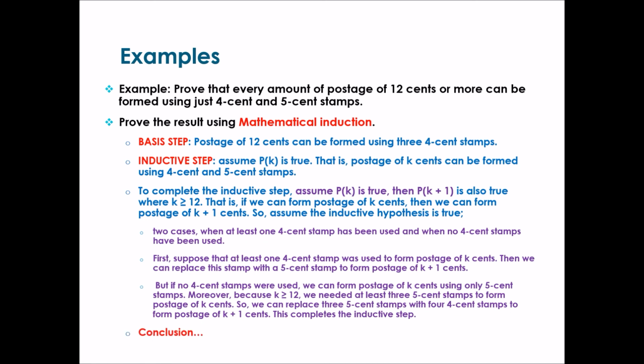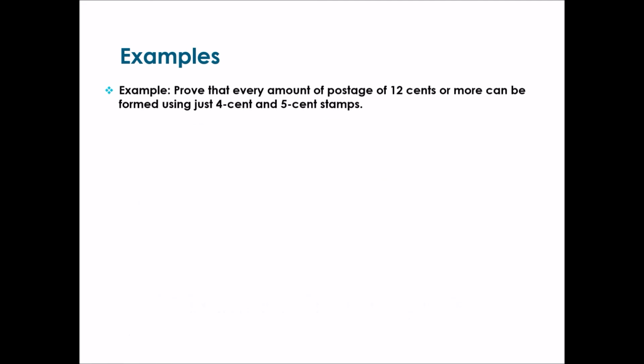Don't forget that. This concludes that our Pn is true for n greater or equal to 12. That is, postage of 12 cents can be formed using 4-cent and 5-cent stamps. Postage of 12 cents or more can be formed using 4-cent and 5-cent stamps. Next example.